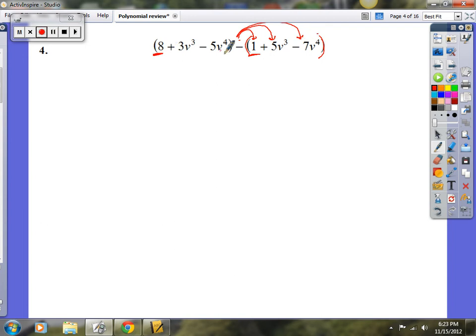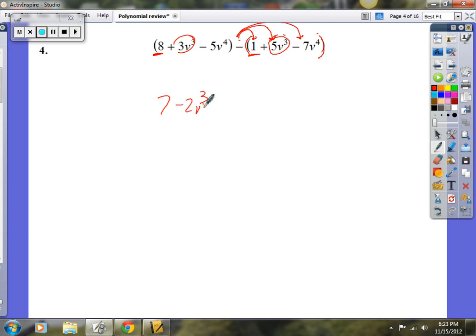So for example, 8 ones minus 1 is going to give you a total of 7. I can only do my cubes to my cubes. So I've got 3 v cubes, subtract 5 v cubes, so that's going to be a negative 2 v cubes.